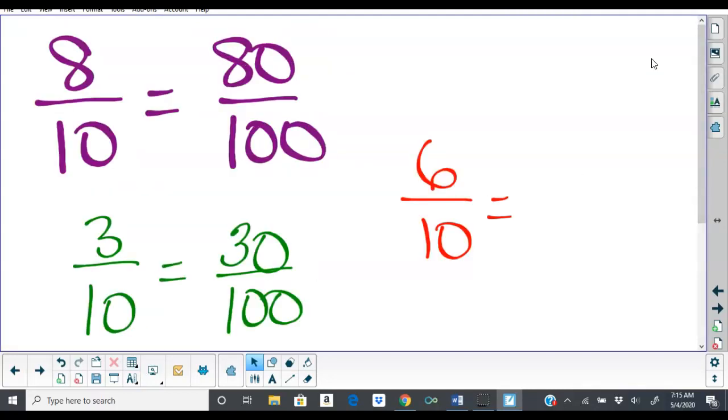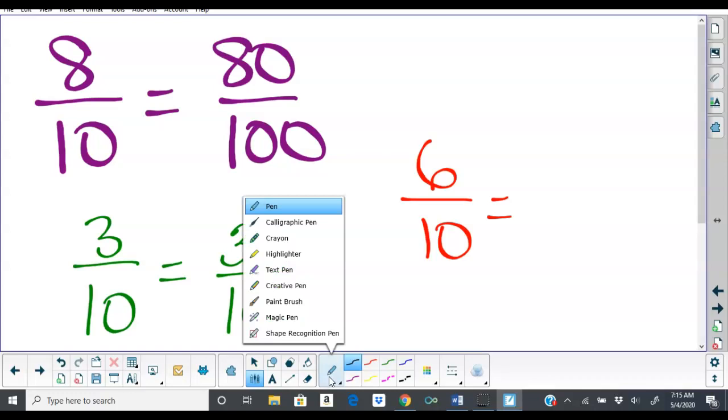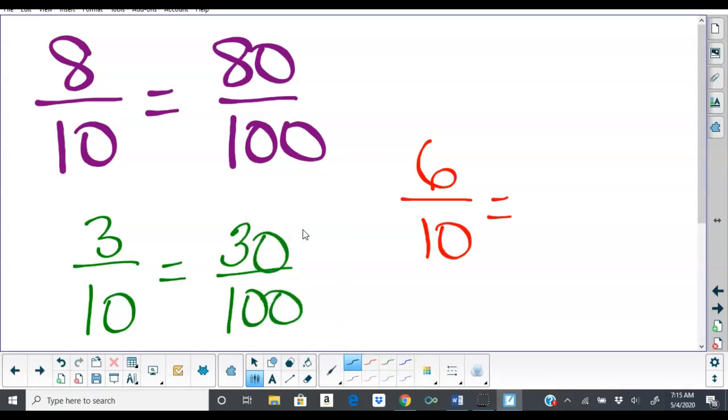Okay, so 8/10 equals 80 hundredths. Do you see any connection between 8/10 and 80 hundredths? Think about fractions and think about what we would do in order to find equivalent fractions. Do you remember, whatever you do to the top, you do to the bottom? Whatever you do to the bottom, you do to the top. So let's see. 10 times 10 equals 100. 8 times 10 equals 80.